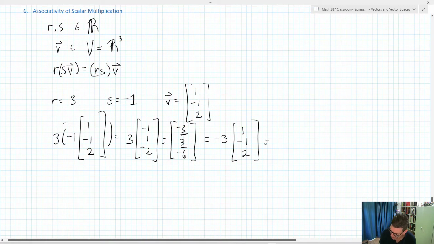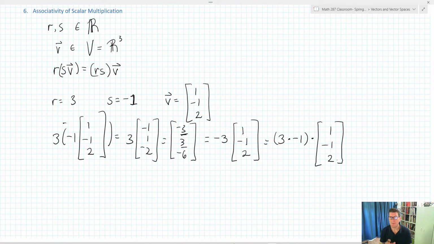And then we can rewrite this as 3 times negative 1 times 1, negative 1, 2. So these properties of scalar multiplication are really going to allow us to do a lot of really cool algebra that's going to be very handy and very valuable for this entire chapter. And so that's our associativity of scalar multiplication.